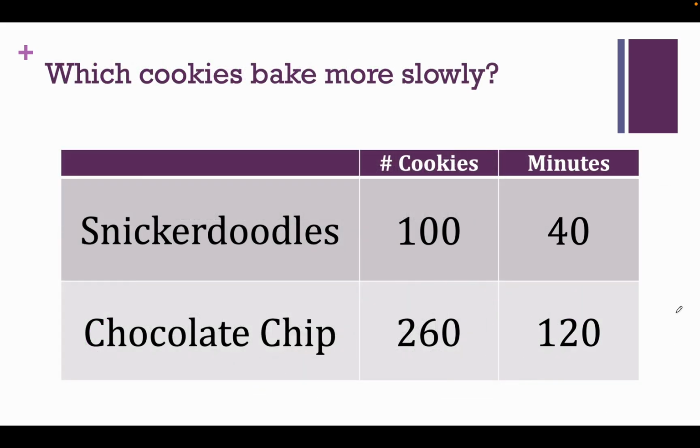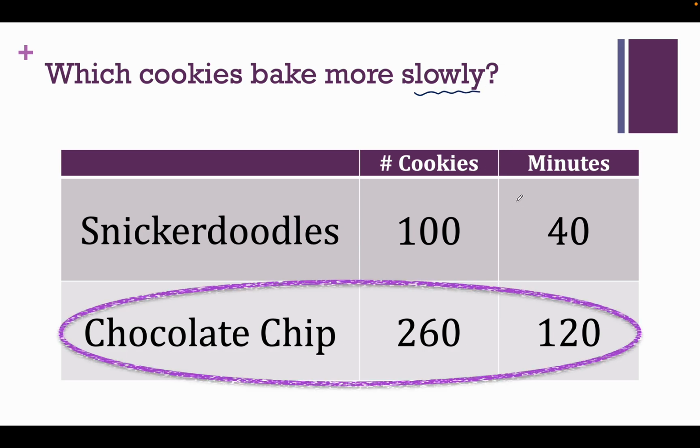And lastly, which cookies bake more slowly? These ones take longer to bake per cookie. I did minutes per cookie. So they take longer, so that one is the slower cookie.